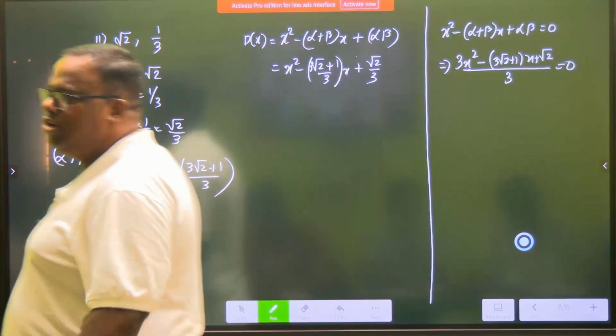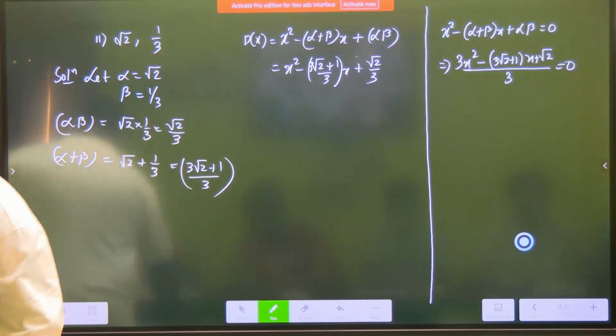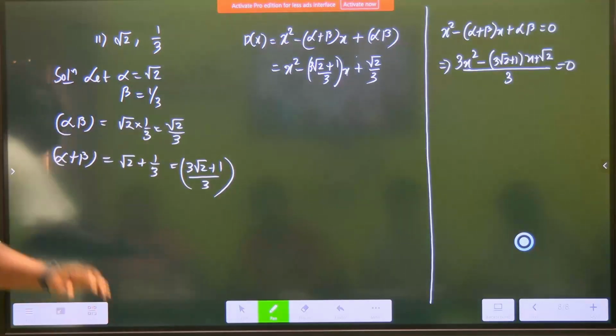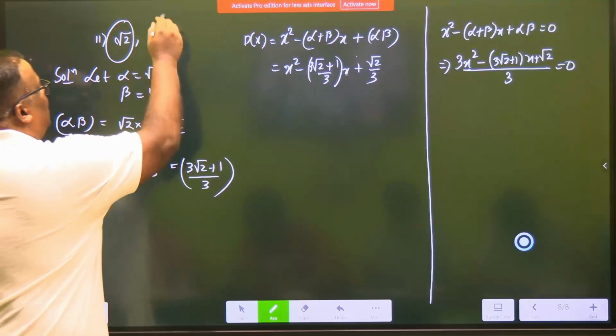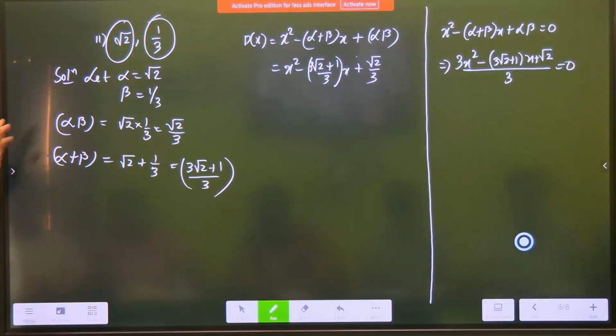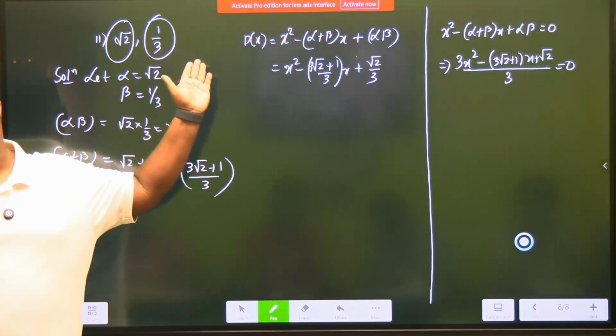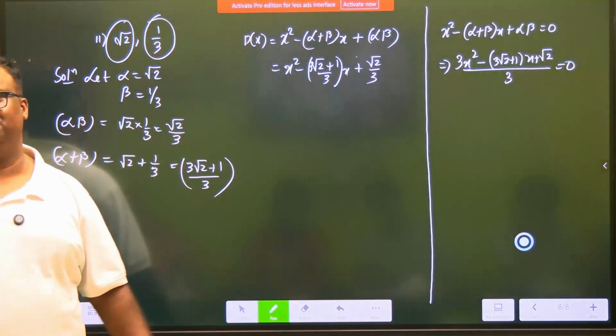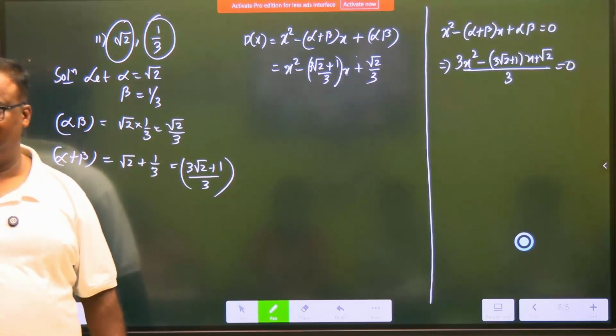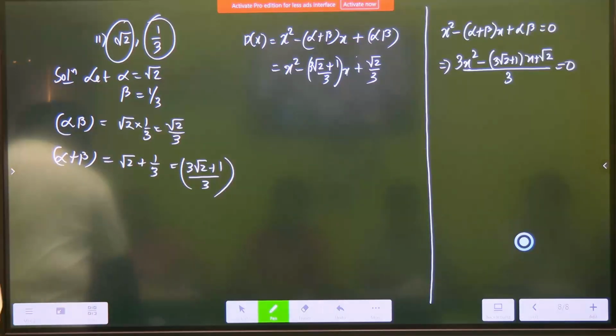Acha, in your book the question was much more easy. The question was saying that this itself is the sum and this itself is the product. Much more easy. Then we will do what? X square minus root 2x plus 1 by 3 equal to 0. Did you understand how to formulate? So these are the two things that you get.